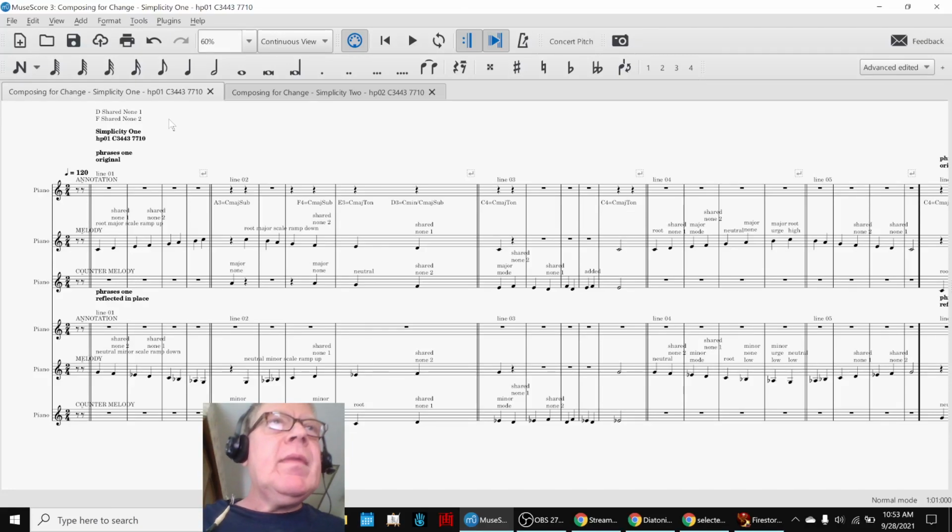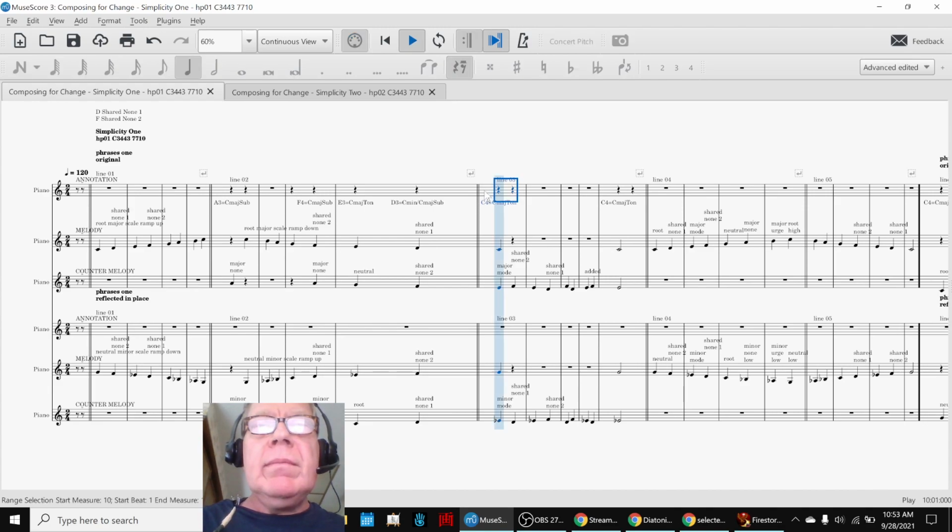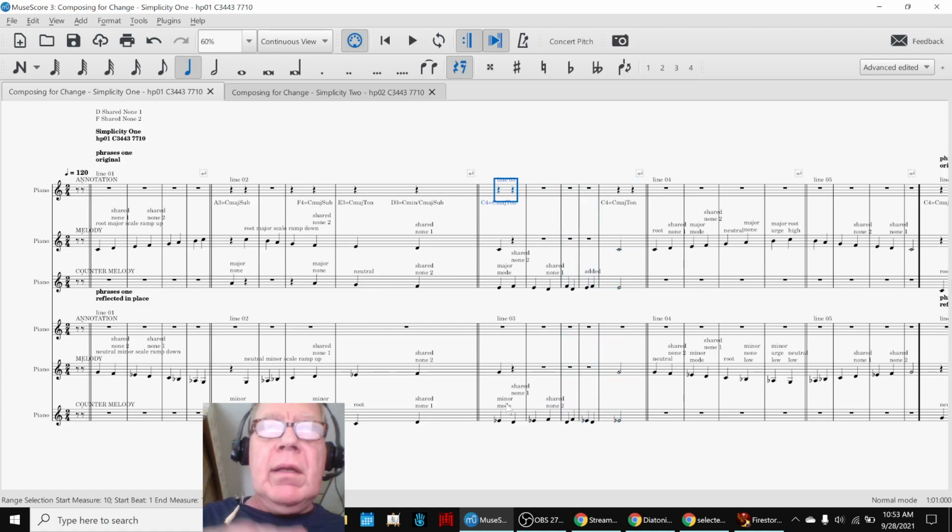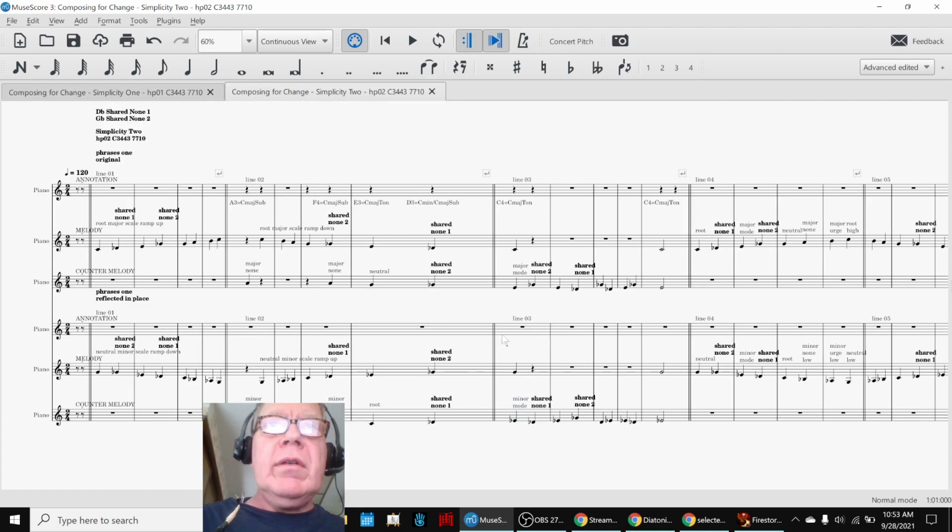All right, let's set up for a recap. This is the new turn, and that was down here in the minor. And this is Simplicity 2, which is the weird new scale.